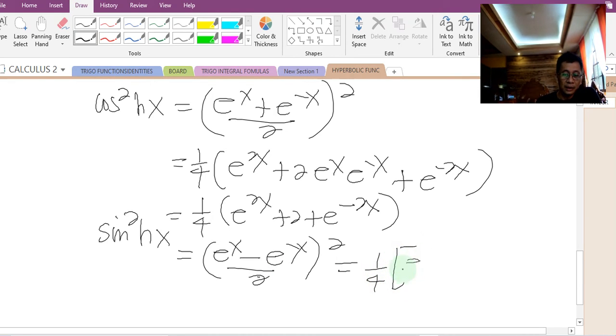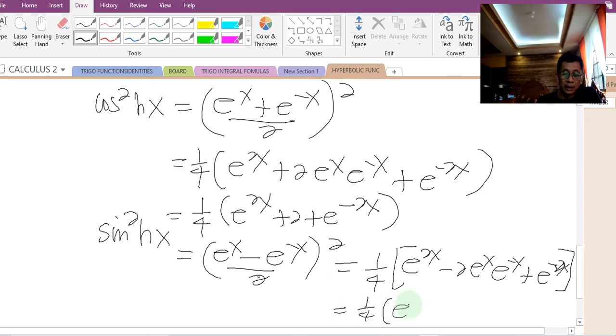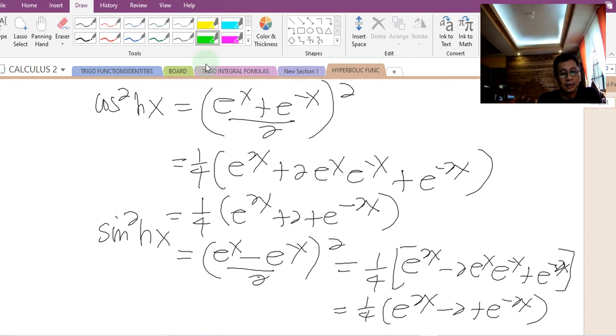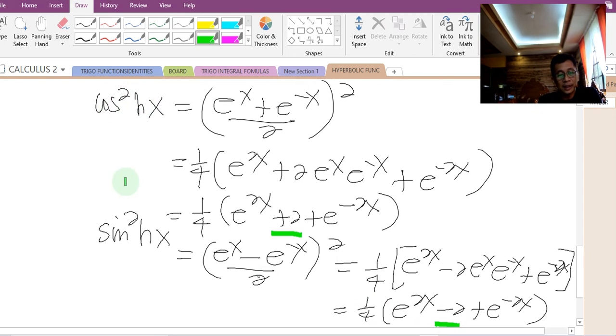Okay, this is e^2x minus twice the first and the second plus the square of the second. Okay, so yan. So if we simplify this, this is equal to 1/4 times e^2x minus 2 plus e^negative 2x. Ayan. So, tingnan yung pagkakaiba. Ito lang yung pagkakaiba ng dalawa. Positive 2 and negative 2 po. Iyon ang value ng cosine squared hx at saka sine squared hx, hyperbolic.